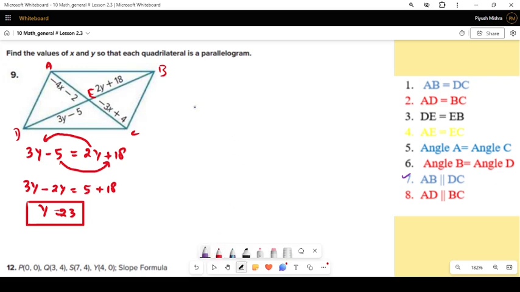Let's get the value of x. So for x I will use this one and this one.